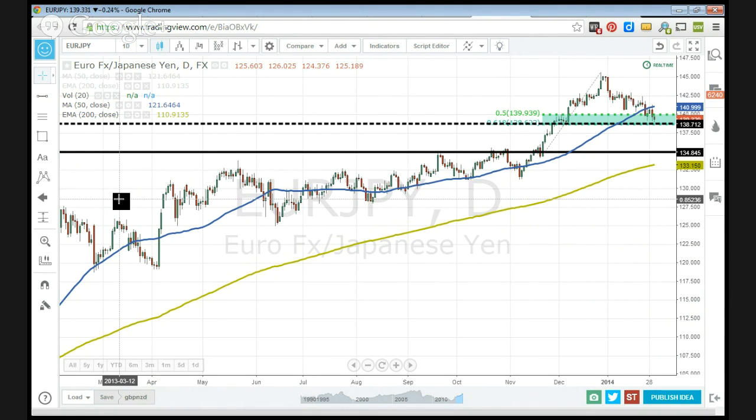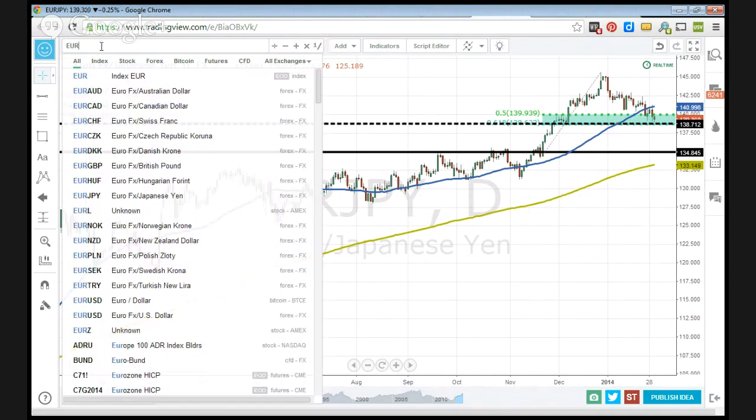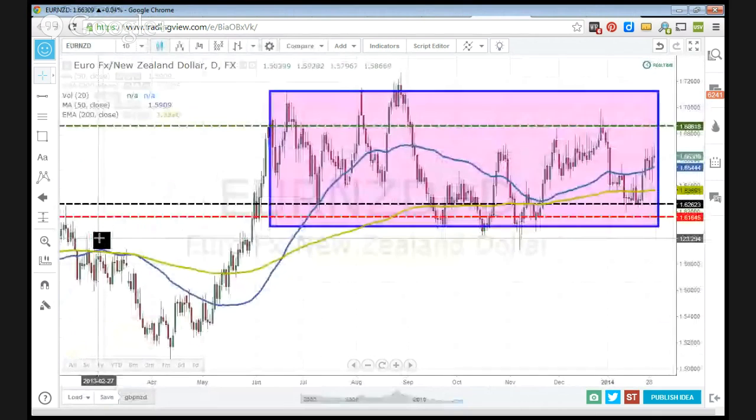But here we're at this major support level, which I've been waiting for. And it seems like it could be a good opportunity to go long. Let's see what the other yen pairs are looking like. It's euro yen, euro kiwi. Okay, still in the middle of that range. No real action here.